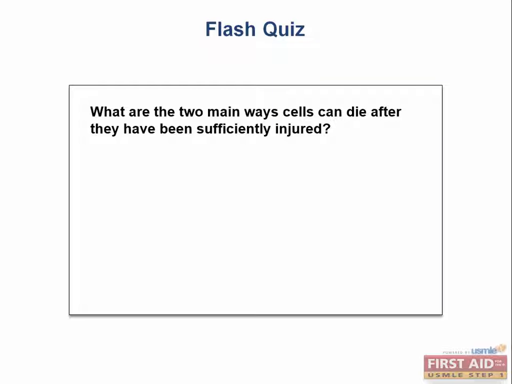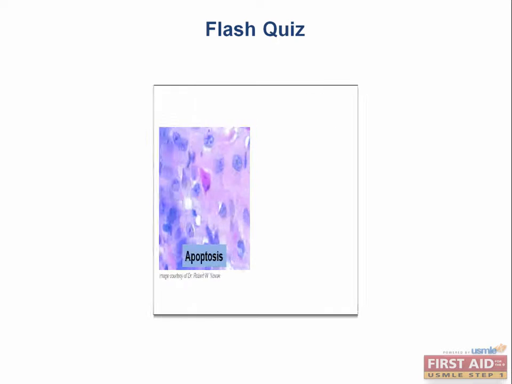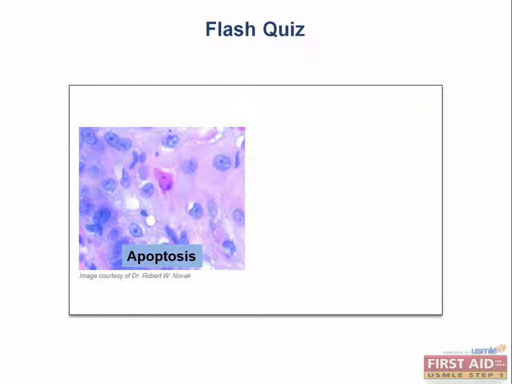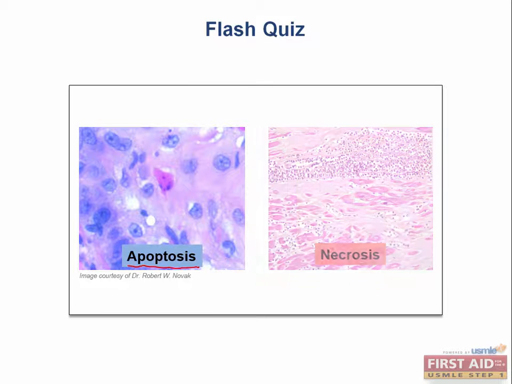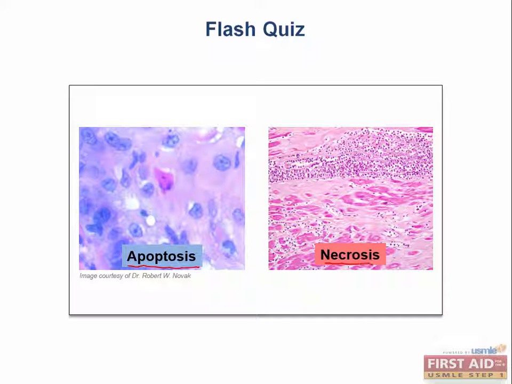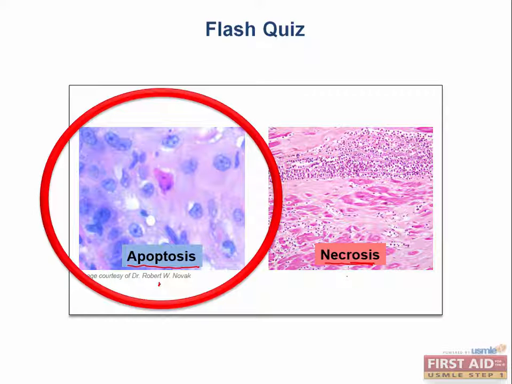So the question is, what are the two main ways cells can die after they've been sufficiently injured? There's two main ways a cell that's been kicked around enough can go. What do you think? Well, the answers are apoptosis, which is essentially programmed cell death, another way to think about it is cell suicide, and necrosis, which is massive cell death. Necrosis in general is pathologic. It's out of the ordinary, and apoptosis is not pathologic as much. It's more physiologic, as we'll see. And we're going to start talking about apoptosis first.